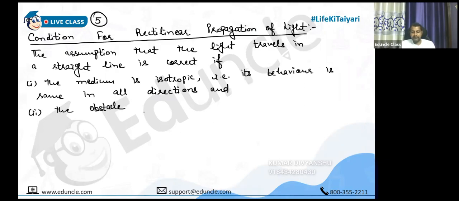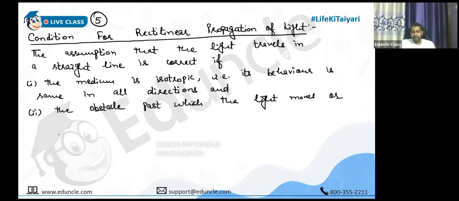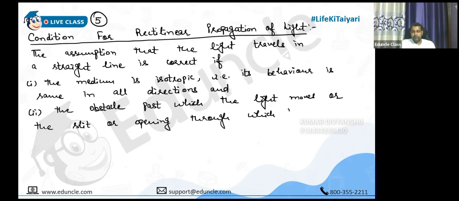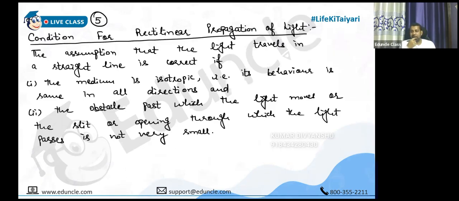The obstacle past which the light moves, or through which the light passes, or the slit or some kind of opening, is not very small. Otherwise, diffraction effects will be much more prominent. It means the width of the slit should not be very small.